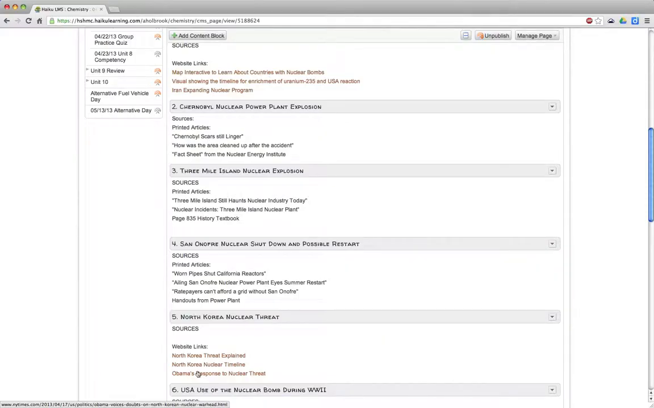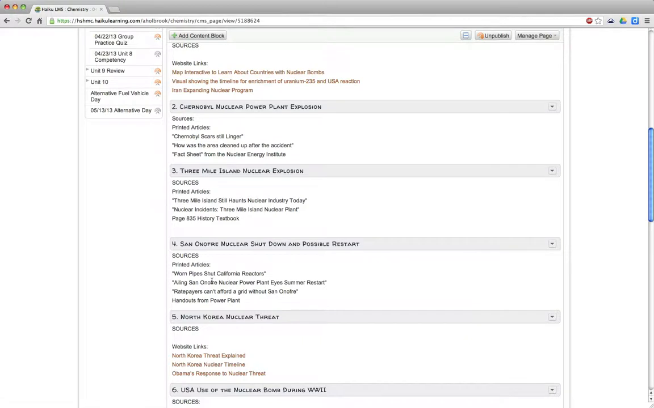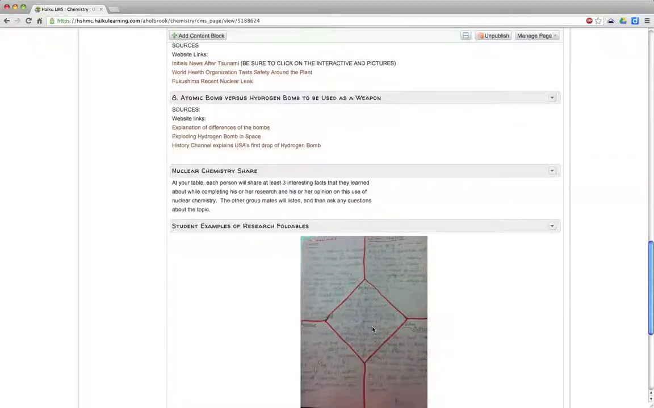Some students used laptops while others used printed materials, as shown here, due to having only one laptop for every 2 students. The students had to organize their information into a diamond foldable, which I modeled how to create at the beginning of class. I've posted a few student examples. Here is one, and here is a second.